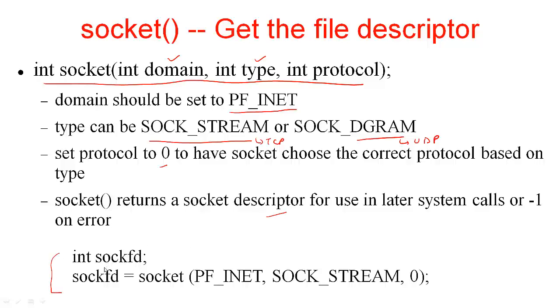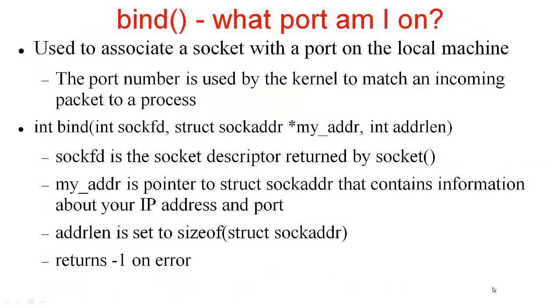So this is the usage. You are declaring sockfd as an integer, and then you are calling this particular function and assigning whatever value is returned to this sockfd. This function just gets the file descriptor. Now you have to associate with this file descriptor some identifiers to identify the particular socket. The function that is used there is the bind function. This is used to associate a socket with a port on the local machine. Once you do this, the kernel will then match an incoming packet to the right process. So this is the process of demultiplexing.